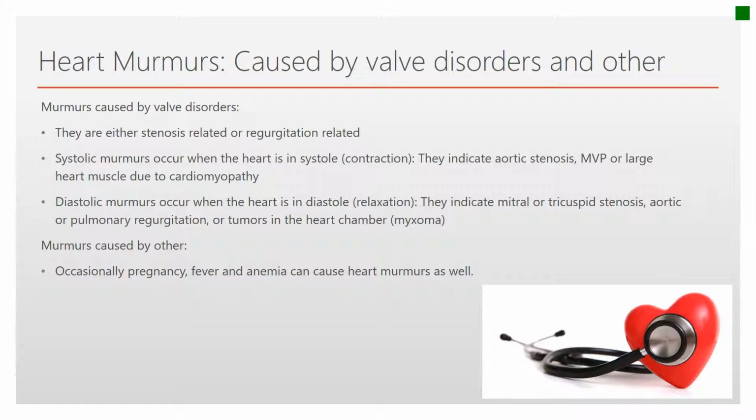So now we'll talk about heart murmurs that are caused by valve disorders or other. Murmurs caused by valve disorders are usually stenosis or regurgitation related. Systolic murmurs occur when the heart is in systole, so contraction. They indicate aortic stenosis, MVP, or large heart muscle due to cardiomyopathy. And then there's diastolic murmurs, which occur when the heart is in diastole, so relaxation. They indicate mitral or tricuspid stenosis, aortic or pulmonic regurgitation, or tumors in the heart chamber. Murmurs can be caused by other things as well, such as pregnancy, fever, and anemia.